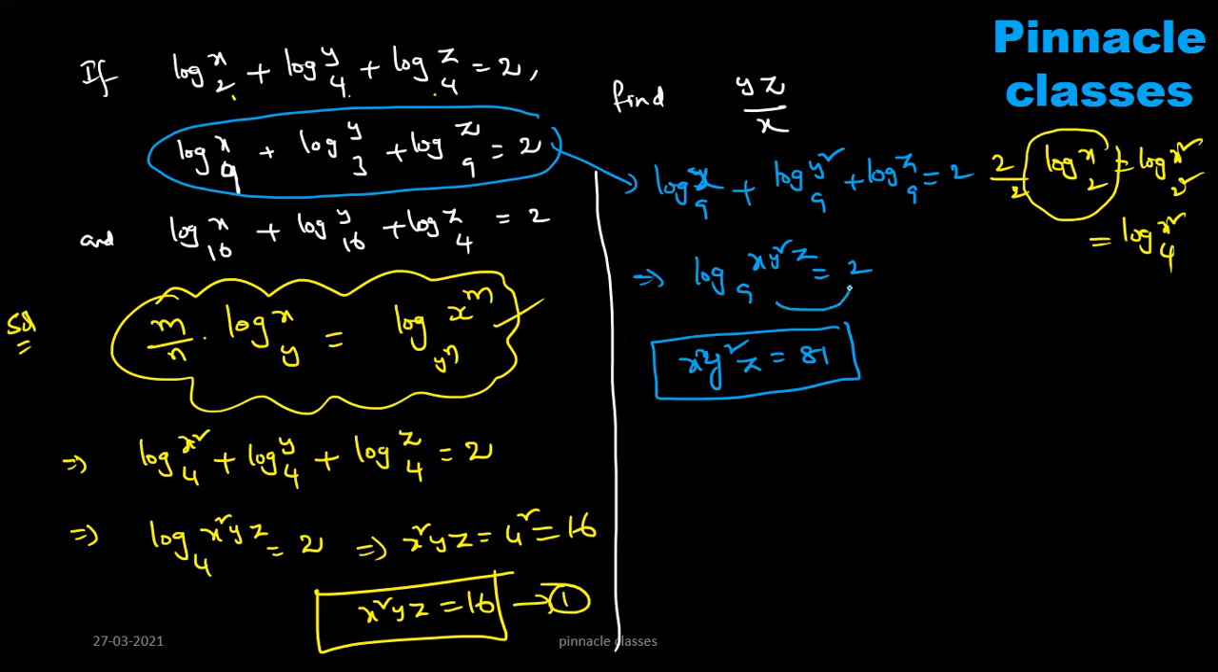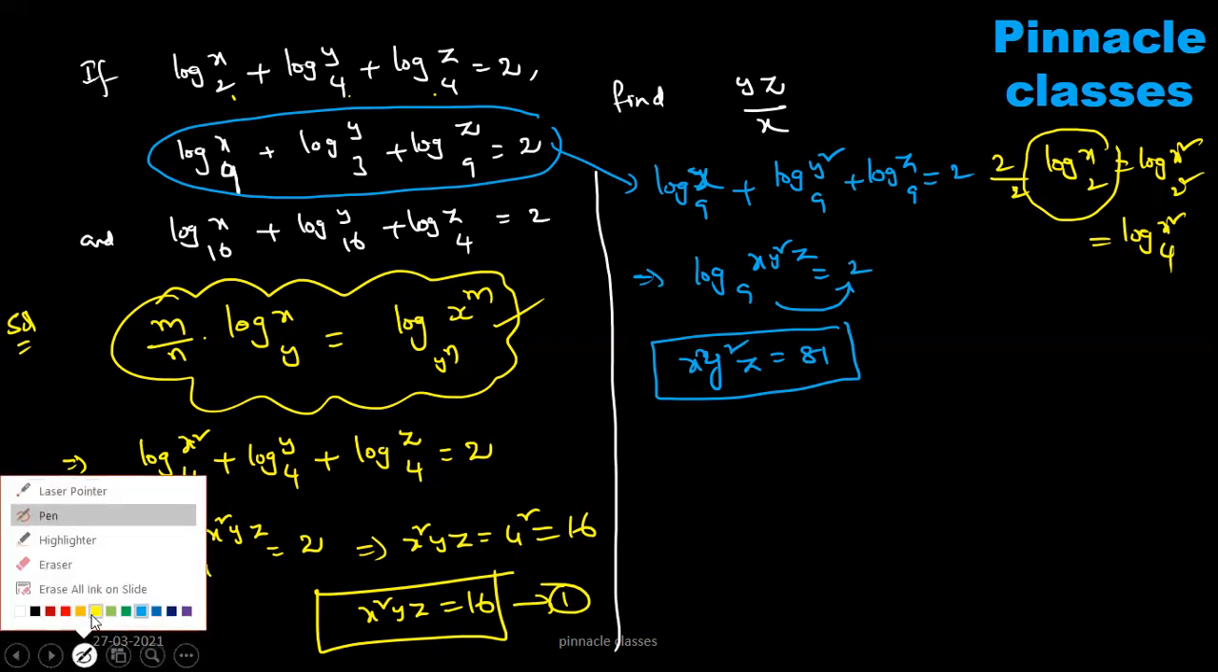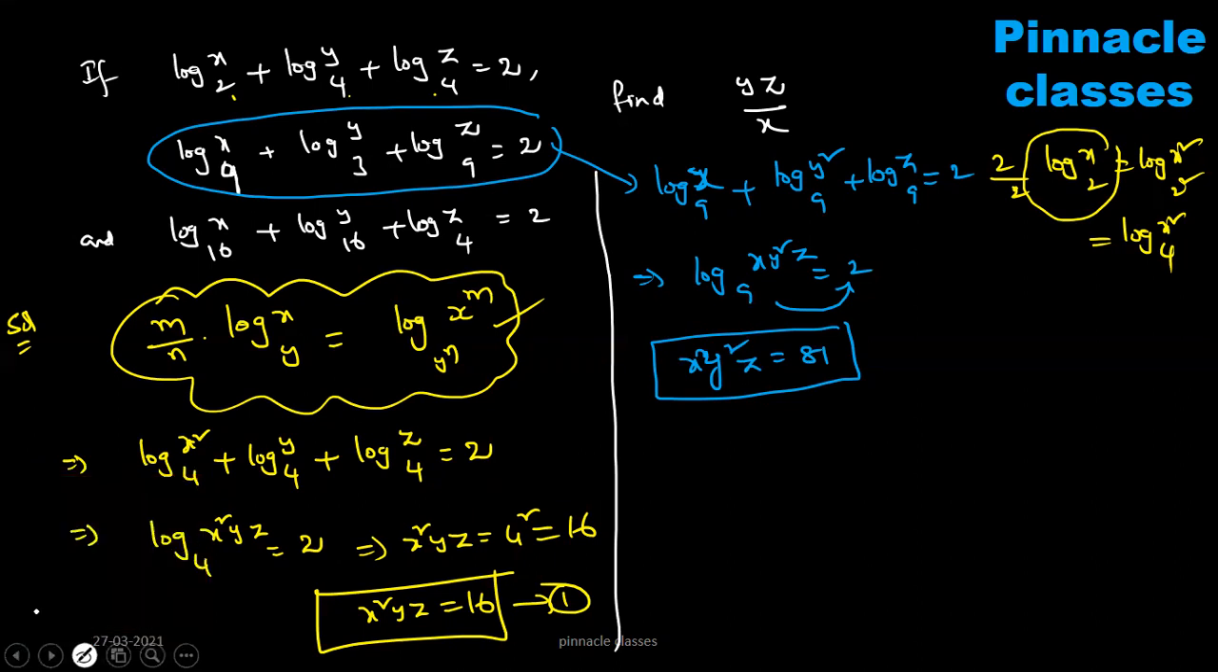Here 9 is there. There was 4. 9 square, that's why 81 is coming. Similarly, similarly what? Third equation, again dividing by 4. Yeah, good.